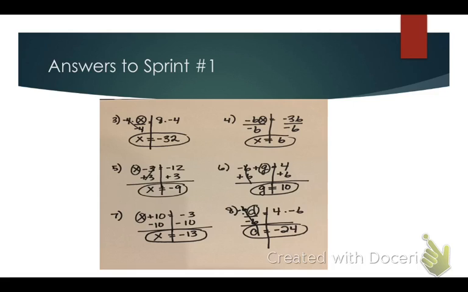Here are the answers to the next sprints. 3 is negative 32, 4 was 6, 5 was negative 9, 6 is 10. 7 is negative 13, and the answer to 8 is negative 24. Feel free to pause if you need longer to look at the answers.